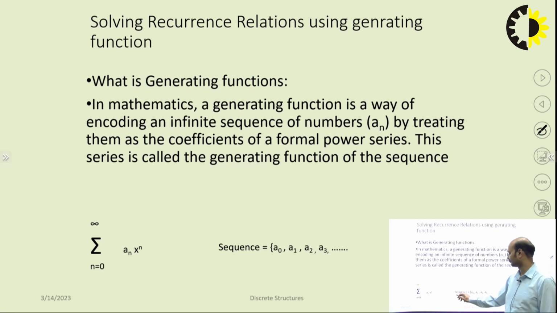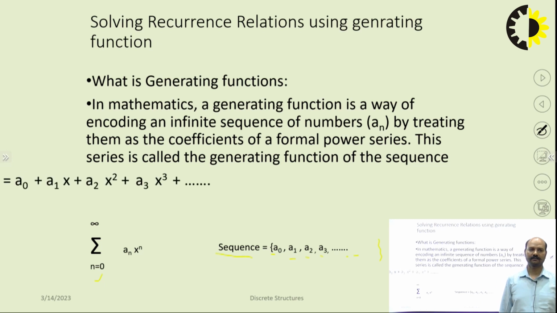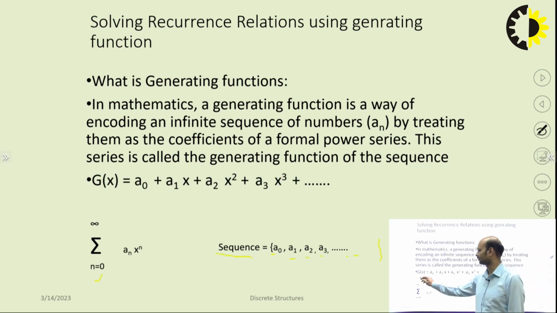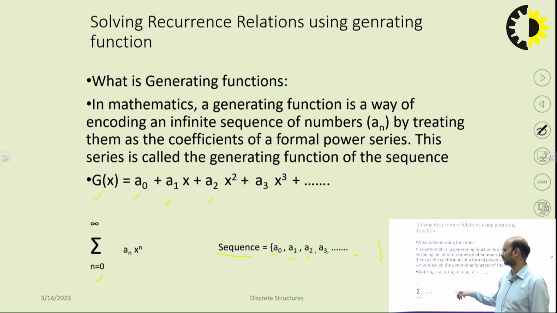We assume our sequence is a0, a1, a2, a3 and so on up to infinity, or we can write this as the summation from n equal to 0 to infinity of an x to the power n. In other terms, we can write the generating function as g of x is equal to a0 plus a1x plus a2x square plus a3x to the power 3 and so on up to infinity. We can remember this formula and use it repeatedly: g of x is equal to a0 plus a1x plus a2x square plus up to infinity.